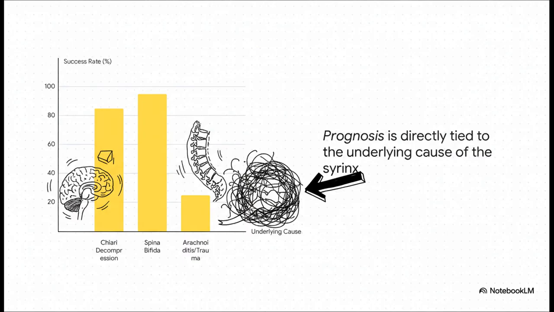And the prognosis, or the likely outcome, is tied directly to what caused it in the first place. When the cause is a clear-cut mechanical blockage, like that Chiari malformation, the success rate for surgery is really high. We're talking 80 to 90%. But when the cause is something like widespread scarring from an old injury or infection, it's just a lot tougher to treat because that scar tissue can just keep coming back.